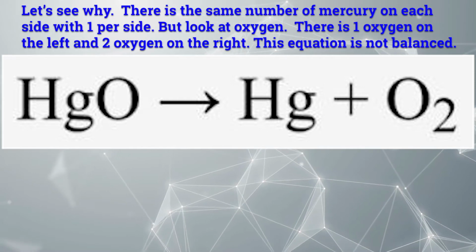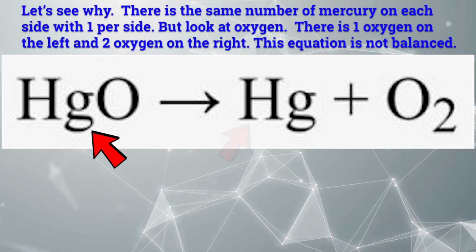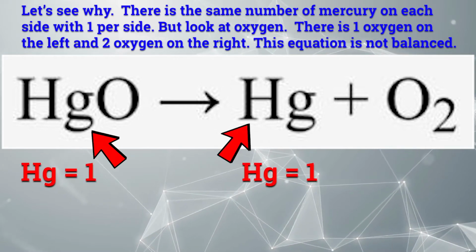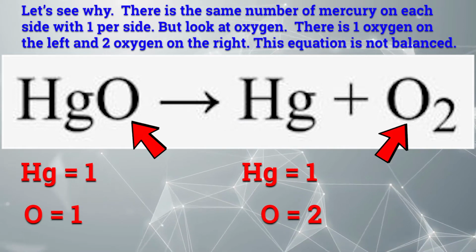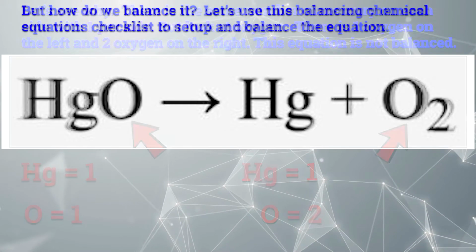Let's see why. There is the same number of mercury on each side with 1 per side, but look at the oxygen. There is 1 oxygen on the left and 2 oxygen on the right. This equation is not balanced. Now how do we balance it?